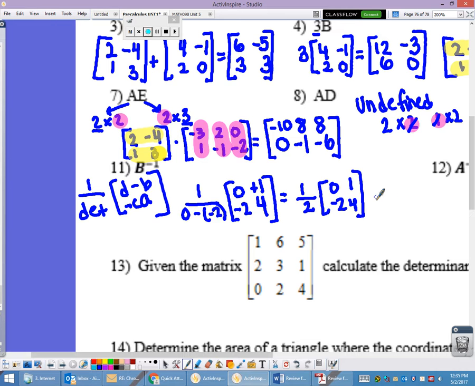Now you can leave these as fractions if you'd like, okay? Or you can simplify them into decimals. It's really up to you. But in this case, 1/2 times 0 is 0, 1/2 times 1 is 1/2, 1/2 times negative 2 is negative 1, and 1/2 of 4 is 2. So this is going to be the inverse matrix for matrix B.